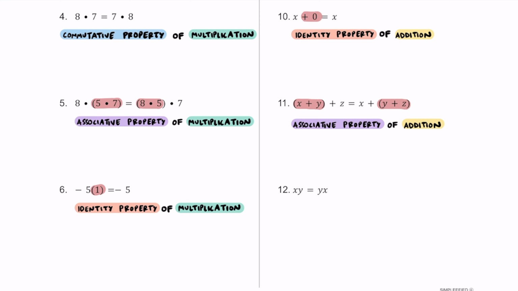Finally, for number 12, we have the product of x and y, or x times y, is equal to y times x, or the product of y and x. Notice here we don't have any parentheses. It's not like we're adding 0 or multiplying by 1, but we can see here that the order of the multiplication problem changed. If we're dealing with multiplication and the order changed, then we can say that this represents the commutative property of multiplication.